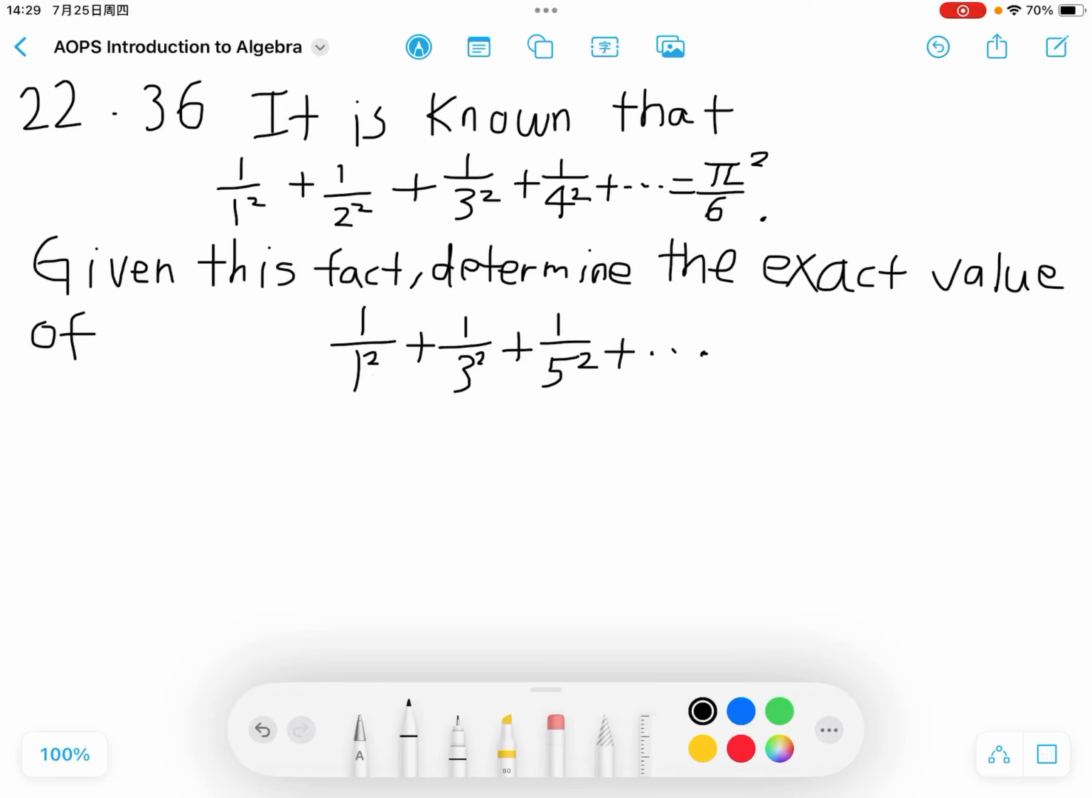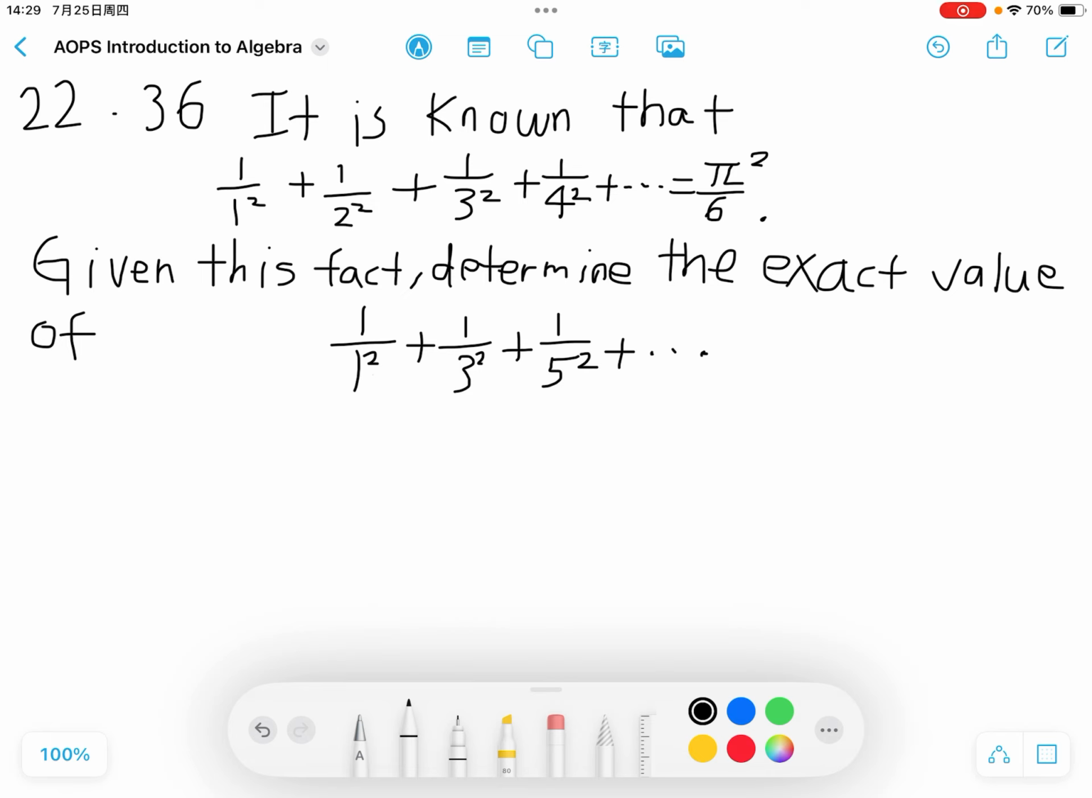Today we're going to talk about problem 22.36 in the AOPS Introduction to Algebra. It says it is known that 1 over 1 squared plus 1 over 2 squared plus 1 over 3 squared all the way to infinity is equal to pi squared over 6. Given this fact, determine the exact value of 1 over 1 squared plus 1 over 3 squared plus 1 over 5 squared all the way to infinity.